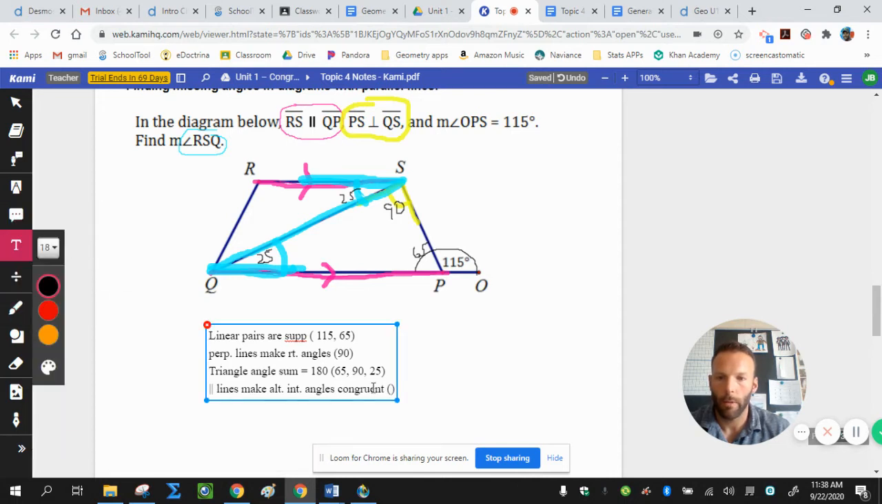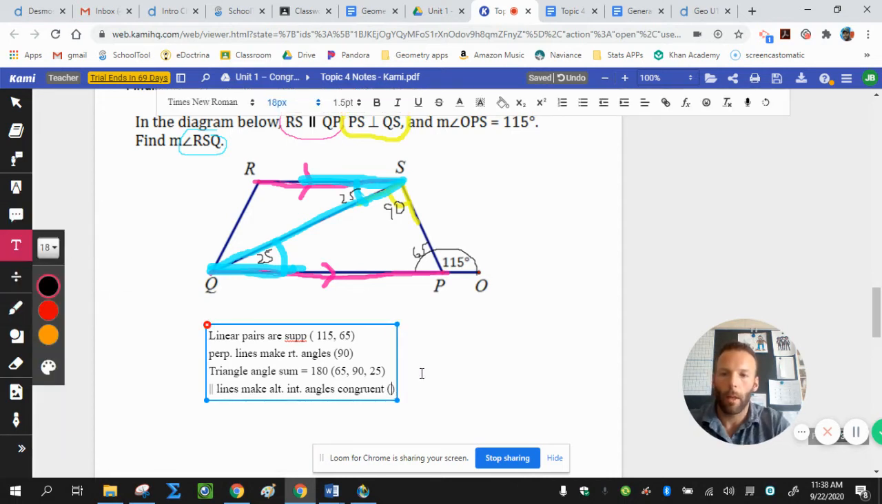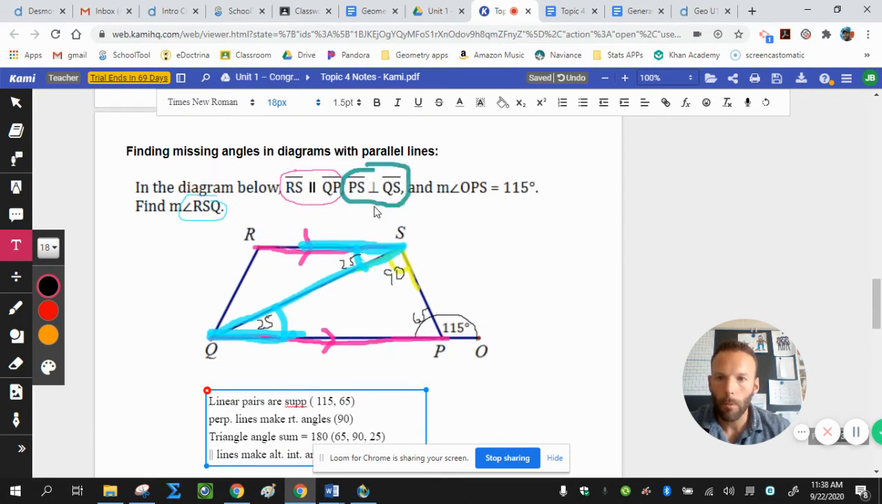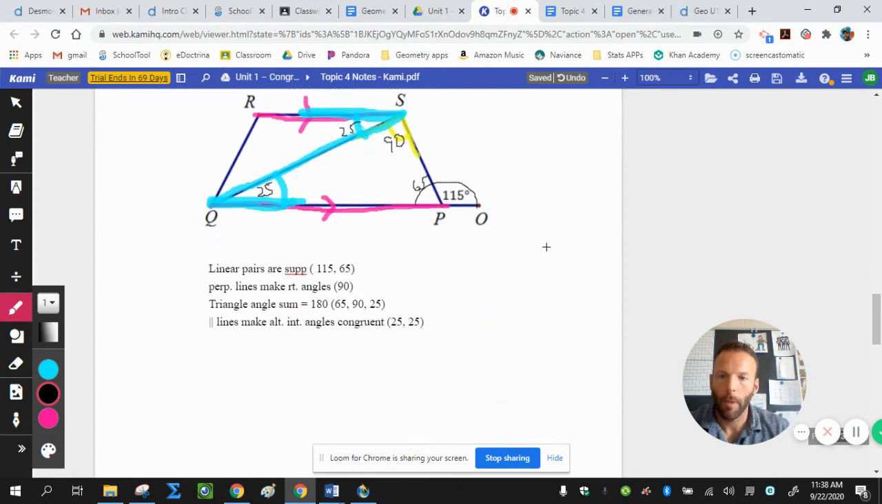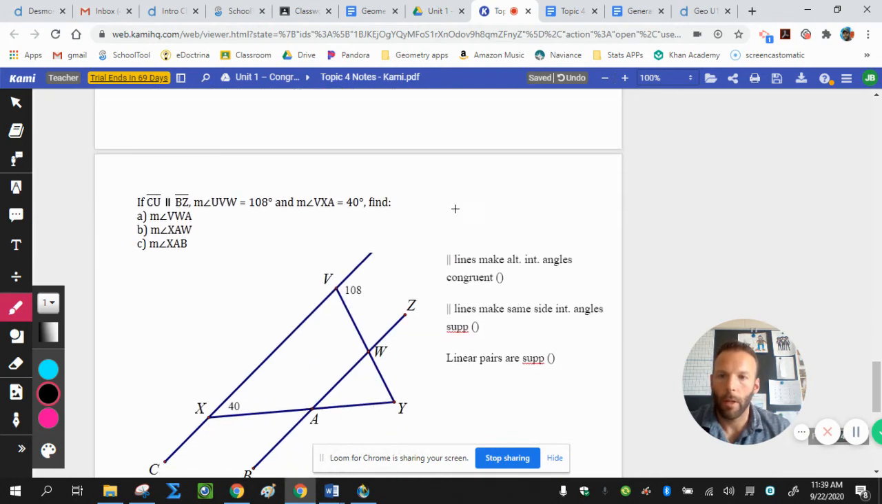Okay, and then to just finish up my justifying, parallel lines make alternate interior angles congruent, 25 and 25. Okay, so there's how I can use parallel lines to help me find a missing angle in the picture. Okay, and let me just finish this up by saying equals 25 degrees. Okay, now one more question we'll do together here is down here.